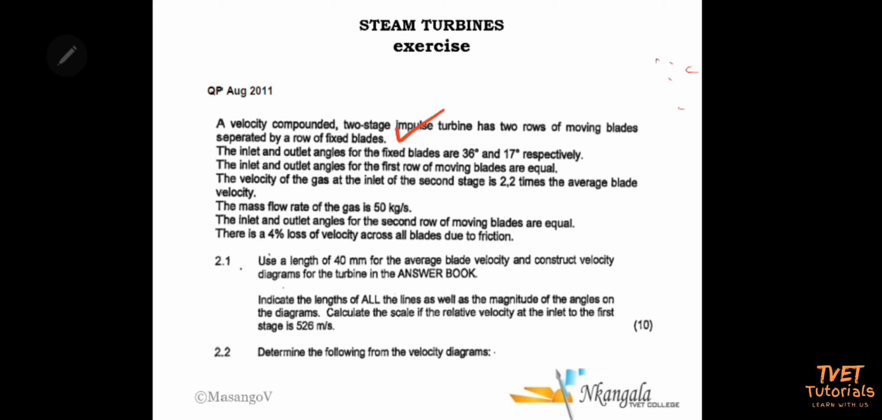So therefore the inlet angle of the fixed blade gives us beta 1. The outlet angle of the fixed blades gives us alpha 2. So this one is sometimes called the angle of the steam leaving the first row of moving blades or the first stage. This one, alpha 2, is sometimes called the angle of the steam entering the second stage.